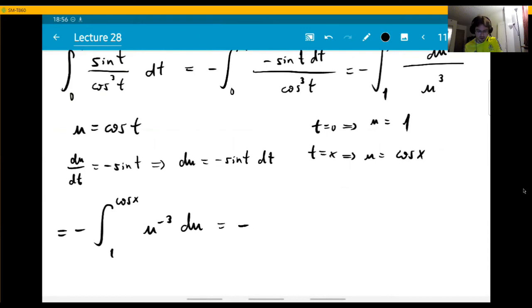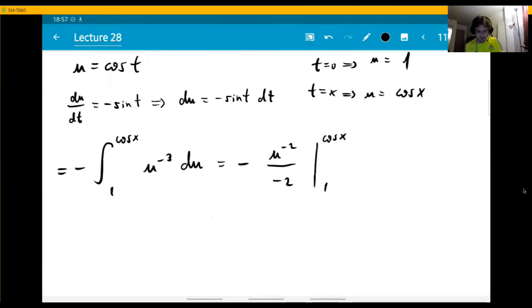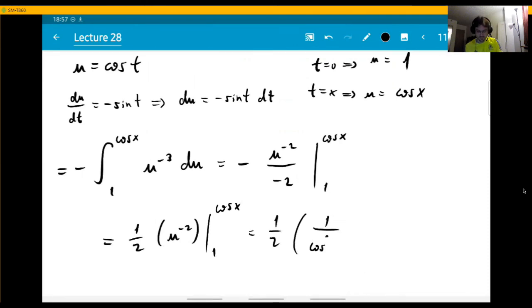Because now it's clear that we can just use the power rule for this. Don't forget the minus outside. The integral is going to be u to the minus 2 over minus 2. Just add 1 to the exponent, but then also divide by that same thing. This has to be calculated between 1 and cosine x. So before calculating, I'm just going to cancel the minuses. This minus and that minus. You can just say 1/2 times u to the minus 2 calculated between 1 and cosine x. So it is going to be cosine x to the minus 2 minus 1 to the minus 2.